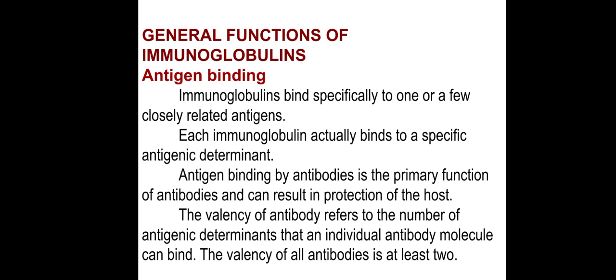What is the valency of the antibody? What do you mean by valency? Valency is nothing but the number of binding sites in an immunoglobulin. So the valency of the antibody refers to the number of antigenic determinants, that is, binding sites, that an individual antibody molecule can bind. The valency of an antibody depends upon the number of binding sites present in it. But it is a rule that the valency of all antibodies must be at least 2.